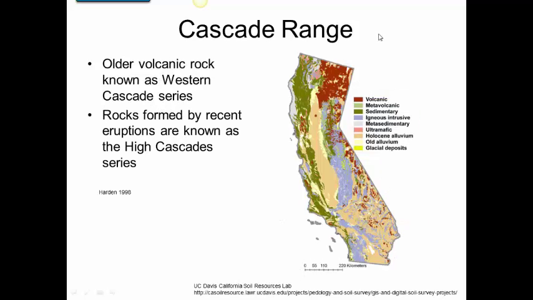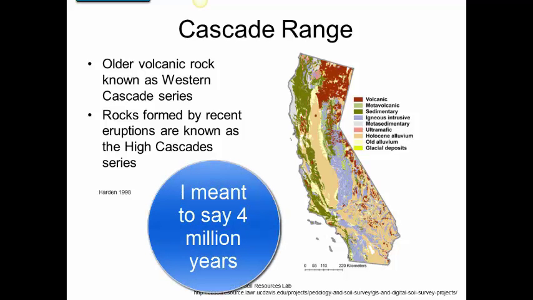If we take a look at this map, we can see that there is a large amount of volcanic rock in the Cascade Range, which is no surprise given the amount of volcanism that's been occurring here as a result of that subduction. Some of this volcanic rock is part of the Western Cascade series. It's older in age, about 35 million to 17 million years old. There are also more recent or younger rocks, which are part of the High Cascade series, and those rocks are about 400 million years old or more recent.